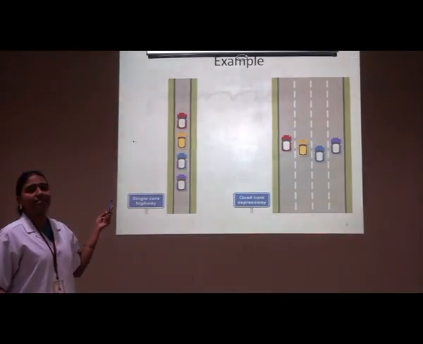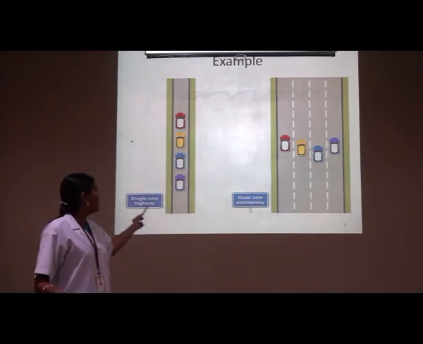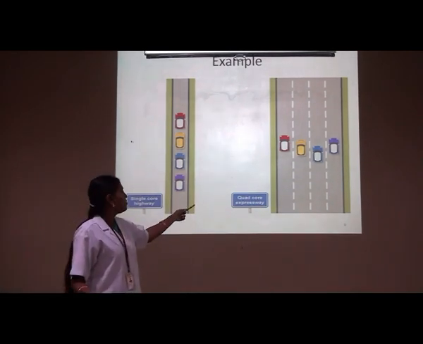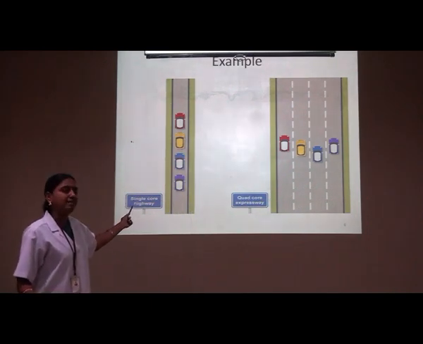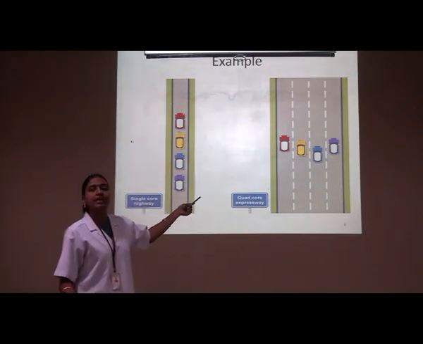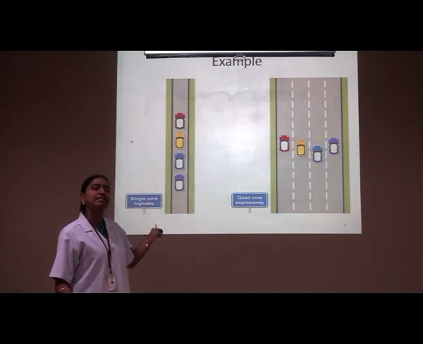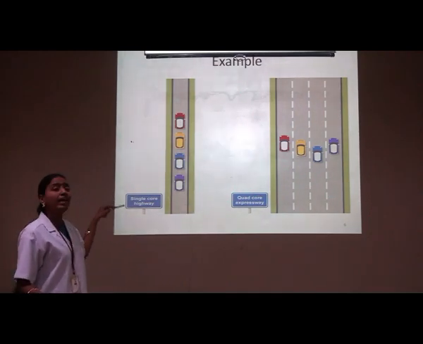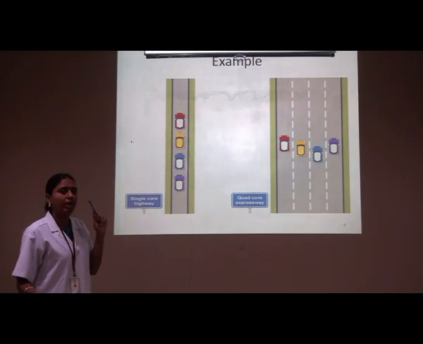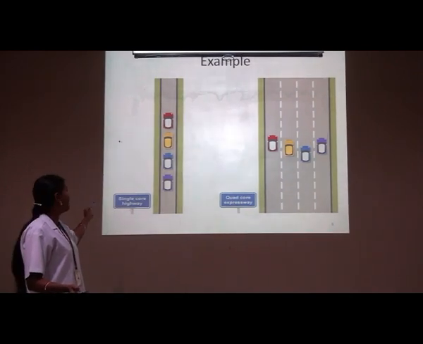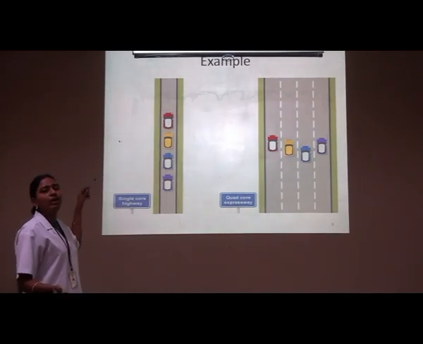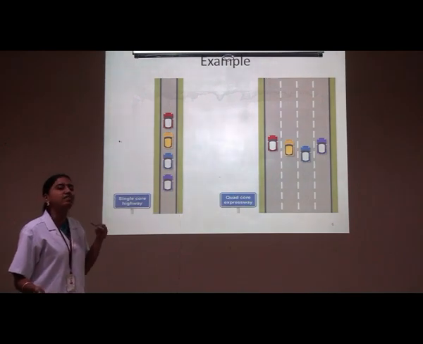This is a real-time example. This is a single core highway. This one is a quad-core expressway. This we can consider as a uniprocessor, that is a single processor, and this can be considered a multiprocessor. What is the difference here? Here you can execute only one program at a time. One program can be executed at a time in a single processor. Likewise, only one vehicle can enter the single core highway at a time. One by one it has to enter, so it will take more time.